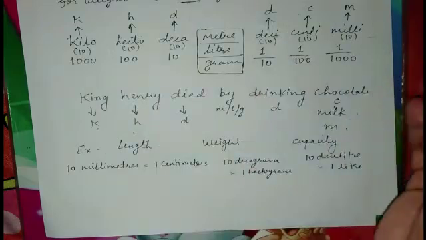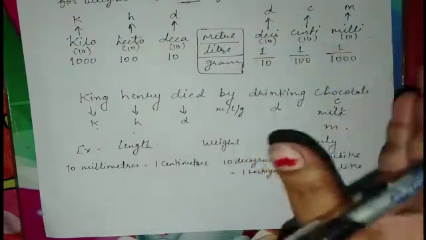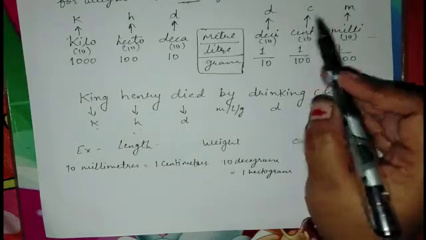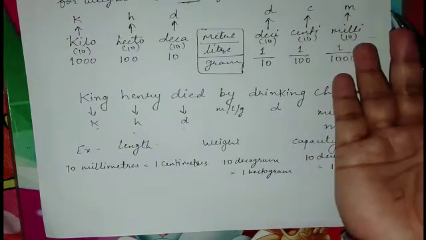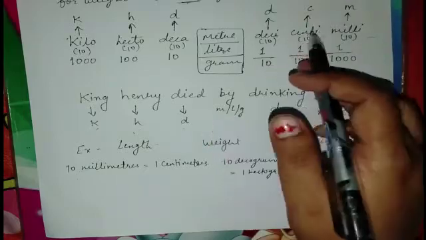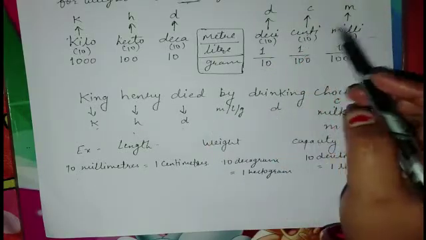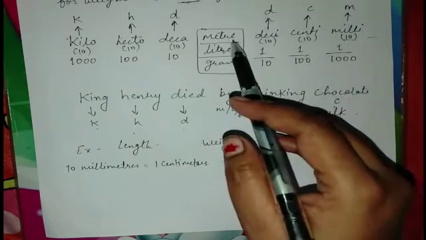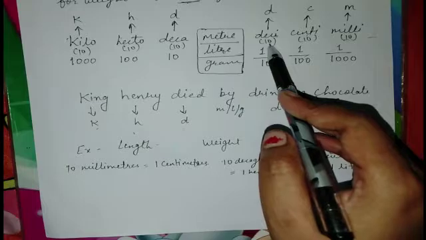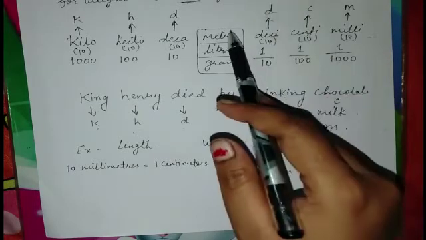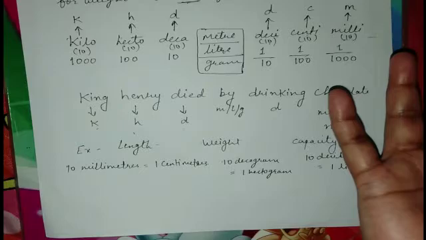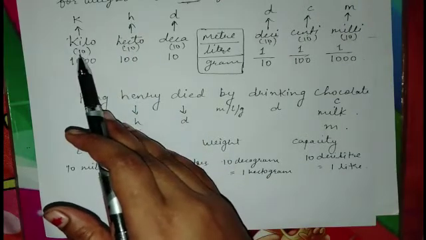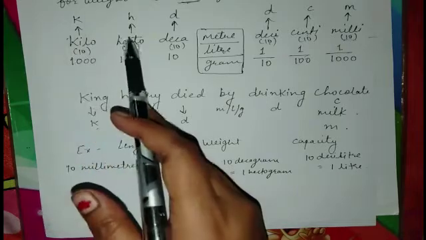Okay children, understood? It means all have a difference of 10 times. 1 centiliter is equal to 10 milliliter, or 10 milliliter is equal to 1 centiliter. In meter, 1 meter is equal to 10 decimeter, and 10 decimeter is equal to 1 meter. Same in gram, 10 hectogram is equal to 1 kilogram, or 1 kilogram is equal to 10 hectogram.